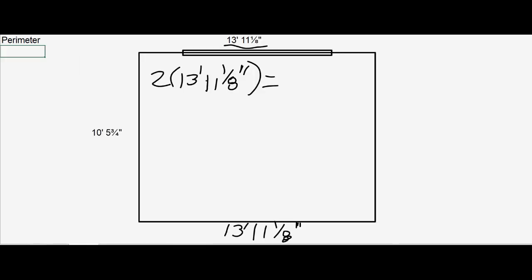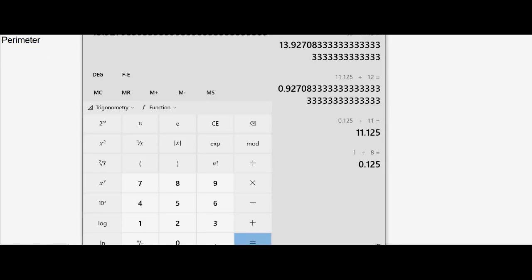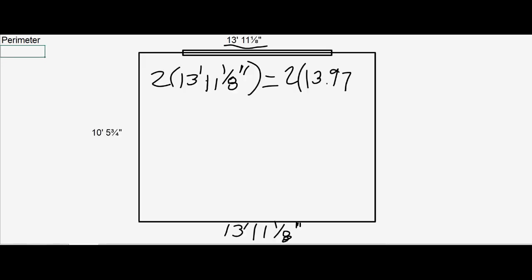So I really have 2 times 13.92708. I'll make that a 2. And the same thing with my 10 feet, 5 3/4 inches. I'm going to have 2 walls that length. So 10 feet, 5 3/4 inches. Same thing with the calculator.